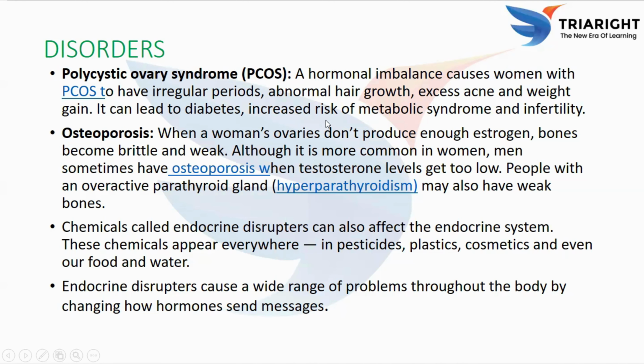It also occurs in men with low testosterone. It can happen in people with overactive parathyroid glands, which remove too much calcium from bones. The parathyroid glands regulate calcium levels, right? So when there is overactive involvement of the parathyroid, they draw more calcium from the bones.